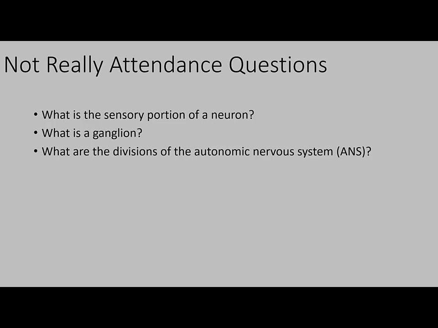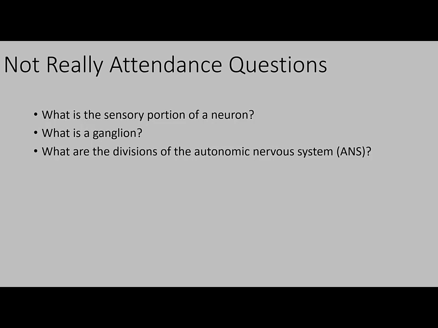What is a ganglion? A ganglion, remember, was a cluster of neuronal cell bodies in the peripheral nervous system. The same thing in the central nervous system would be called a nucleus, but in the peripheral nervous system, which is what we will be discussing today, it's called a ganglion, a cluster of neuronal cell bodies in the peripheral nervous system is a ganglion.